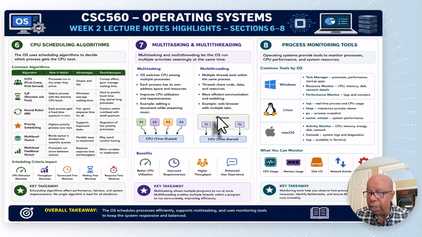Okay, here are the benefits: better CPU utilization, improved responsiveness, higher throughput. The key takeaway here: multitasking allows multiple programs to run at once. Multi-threading enables multiple threads within a given program to run concurrently. Okay. So one is multiple processes, one is multiple pieces of a process that are running at the same time.